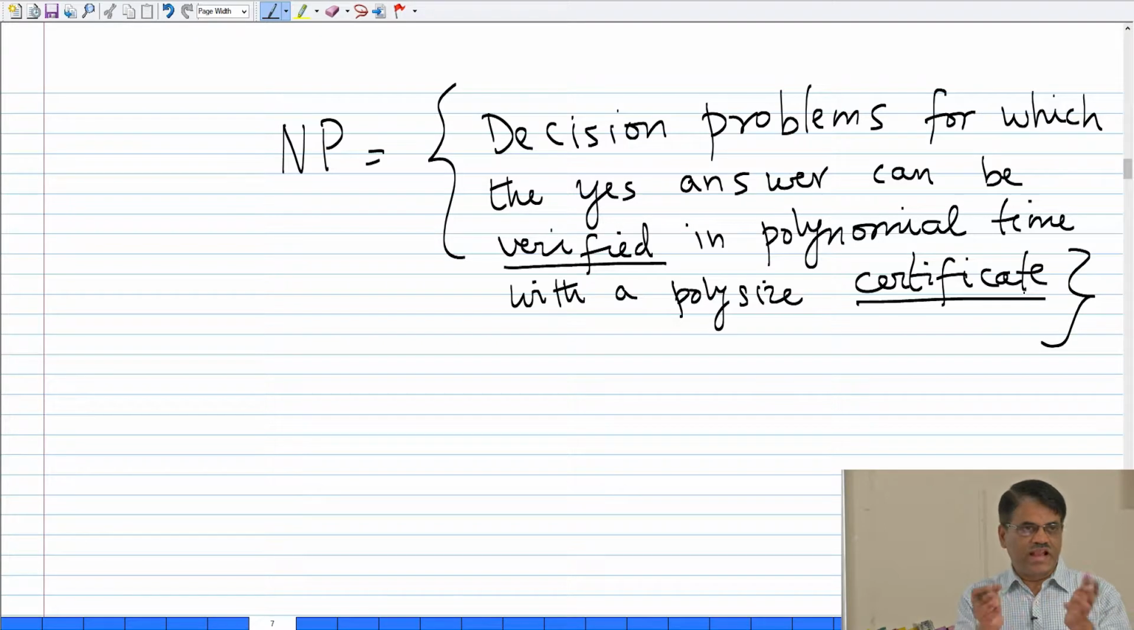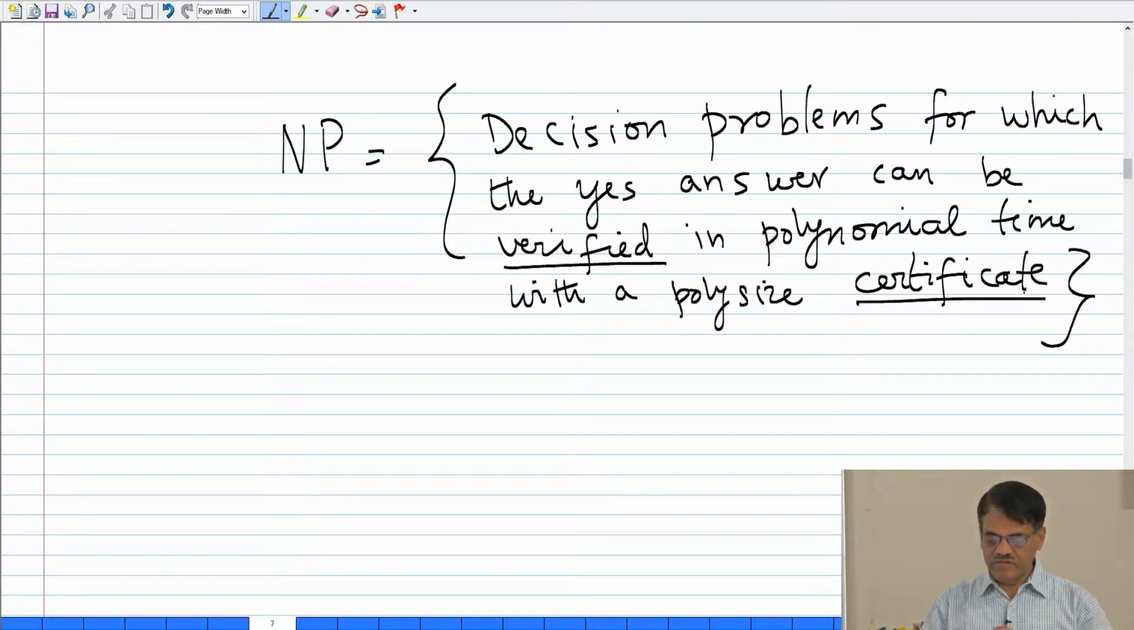To translate it in the language we are used to, it is a set of all decision problems. Decision problem means the answer is always yes or no, for which, if somebody has to verify the yes answer, there is a way to verify it in polynomial time if given a certificate, given a proof of the yes answer. Okay, let us see some examples.